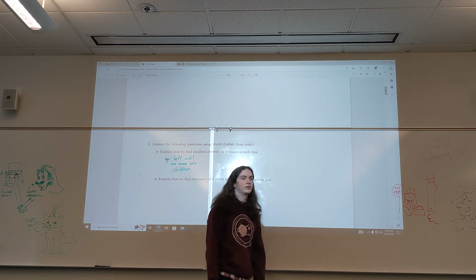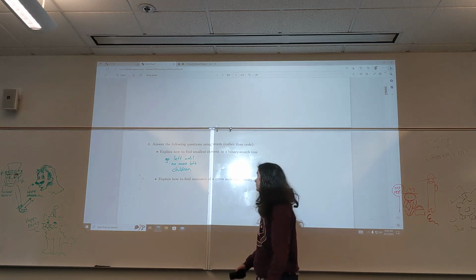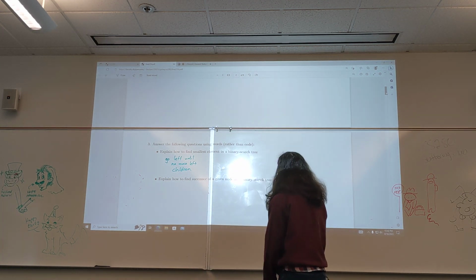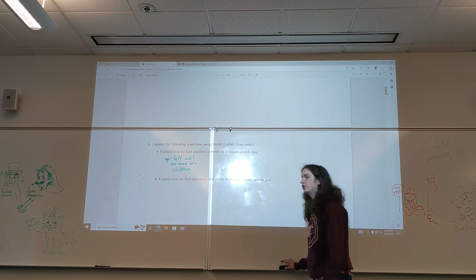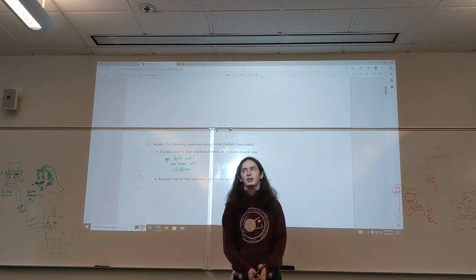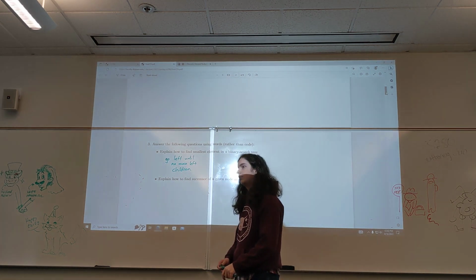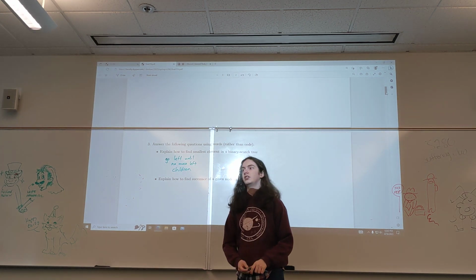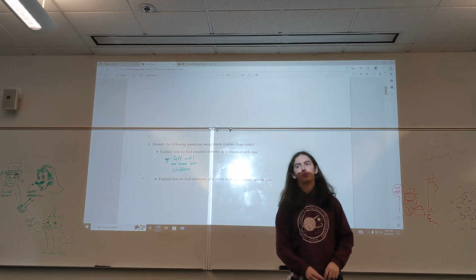Just go all the way left. Cool. Explain how to find the successor of a given node in a binary search tree. Anyone know this one? On the rightmost child of its parent. Not always. It's a bit complicated, right? There's a bit more to it than that.